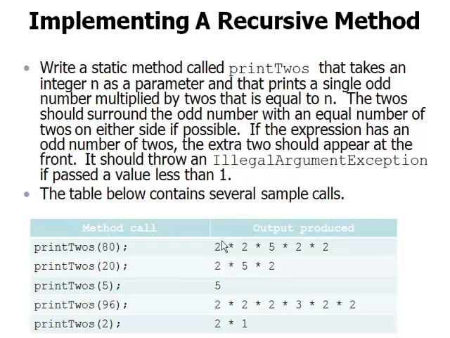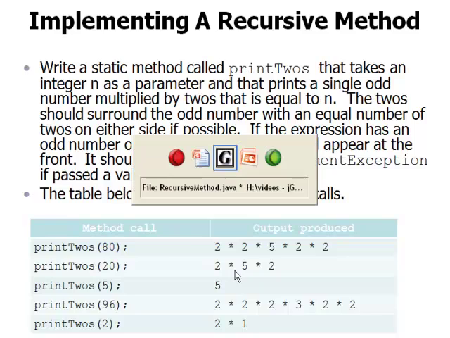In other words, if you picked off the 2 at the beginning and the 2 at the end, what you're left with in the middle is print2s of 80 divided by those 2 2's. 80 divided by 4, which is 20. And similarly, when we do print2s of 20, there's a 2 here and there's a 2 here with this odd number 5 in the middle. So there's a pattern here that we can take advantage of.